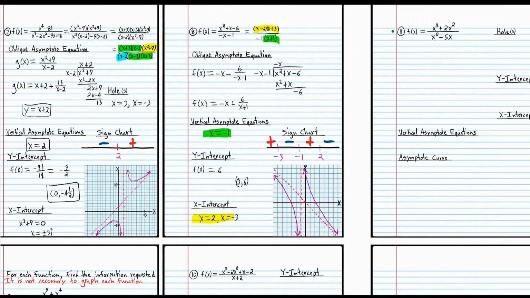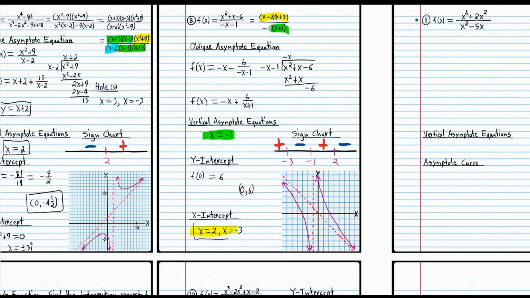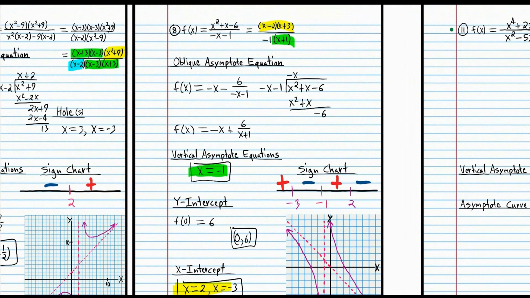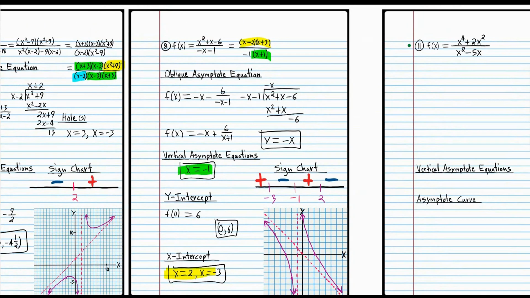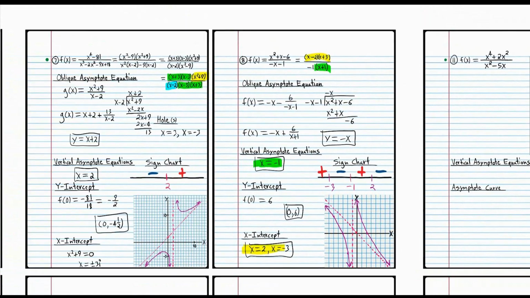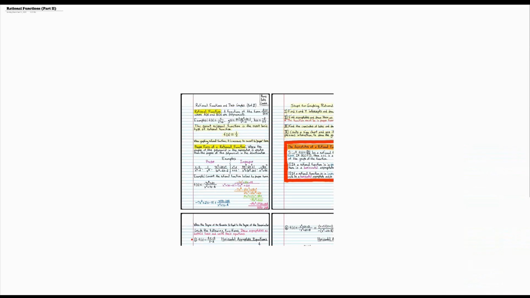If you got those answers, good job. And we forgot to write the equation of the asymptote. That's y is equal to -x. That's an oblique asymptote. So if you got that one right, excellent.